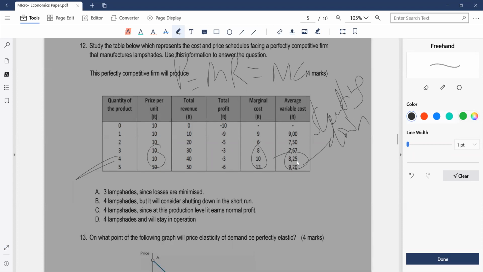But remember, even if we stop producing, we still have to pay the fixed costs. That's why we will stay in operation.